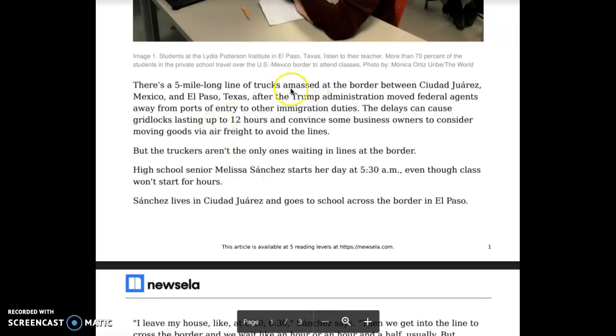You should know that amassed and gridlocks are both vocab words.